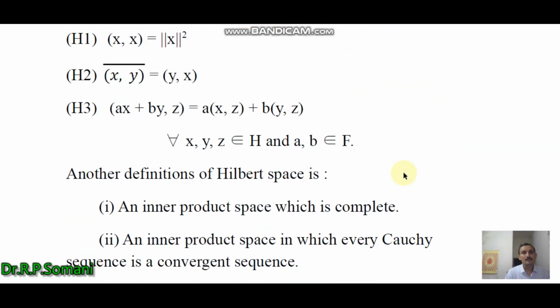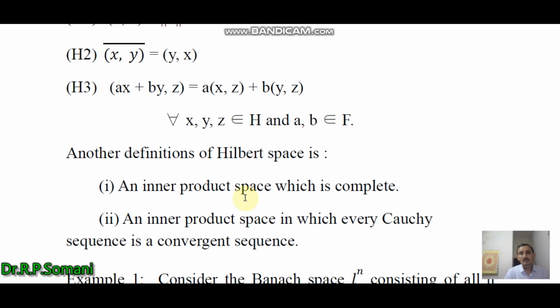So another definition of the Hilbert space is an inner product space which is complete, and the second definition is an inner product space in which every Cauchy sequence is a convergent sequence. So these are two more definitions for a Hilbert space. Now we consider an example of a Hilbert space.